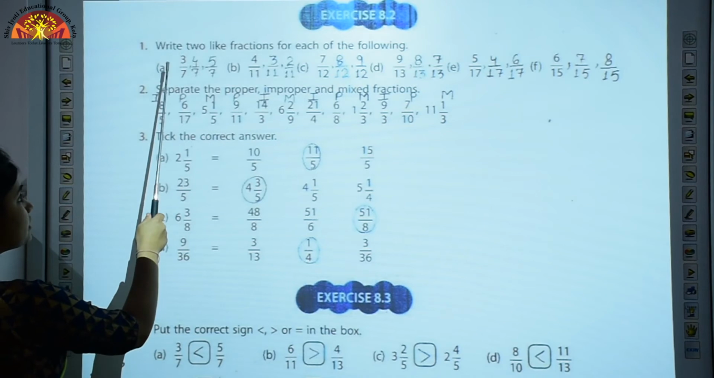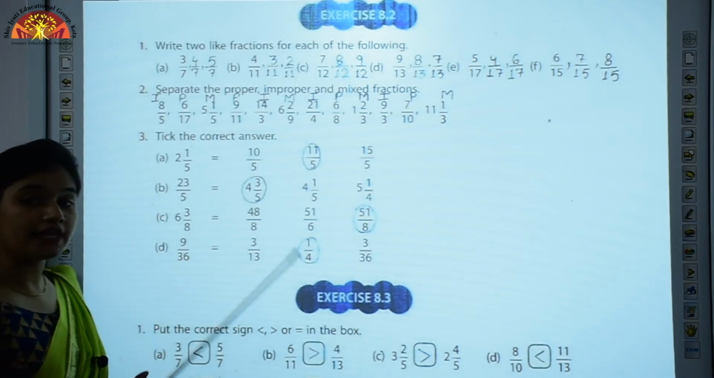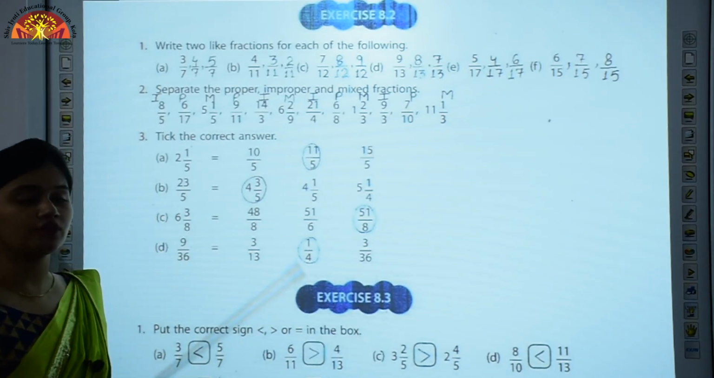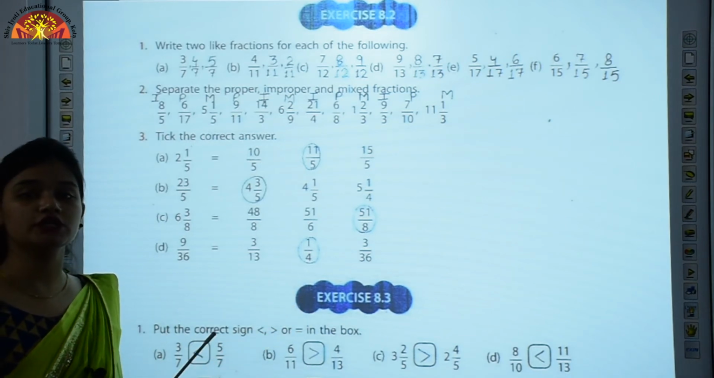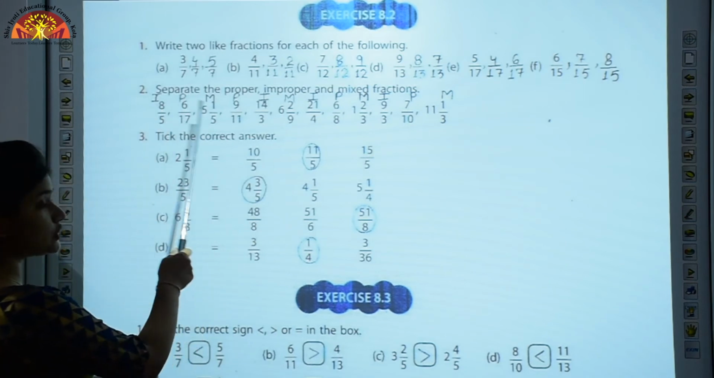So the first is 3 upon 7. What are the like fractions for 3 upon 7? You can say 4 upon 7, 5 upon 7, 6 upon 7. Okay students, the denominators should be the same.